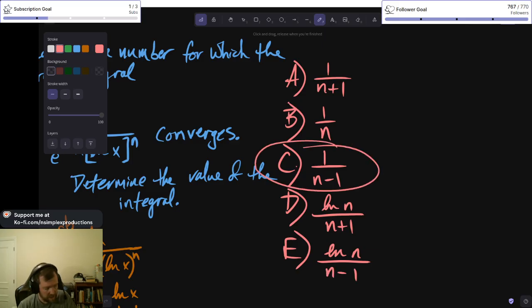I said C. My spouse said A. So that's fun. Yeah, yep. She missed the fact that n is in the denominator, so when you flip it back up to the top, it should be negative.